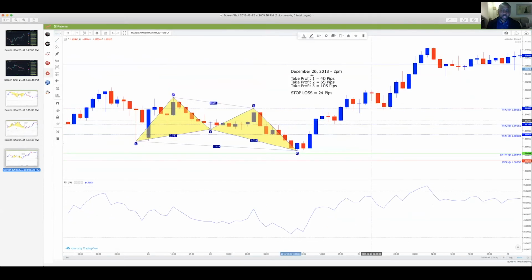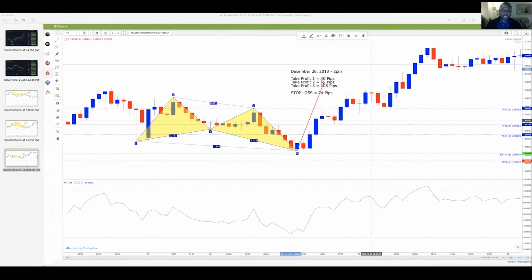This was an opportunity on December 26th at 2 p.m. Harmonic Scanner gave us another trade opportunity. This was on the euro versus the NZD dollar, or the New Zealand dollar. And again, there was another opportunity. I could have gotten a trade around here and taken it to take profit 1, 2, or 3. Now this one went even further, so there was even more money to be made. But it did give us the first 3 targets. And if I would have taken it to take profit 1, 40 pips, 65 pips, 105.